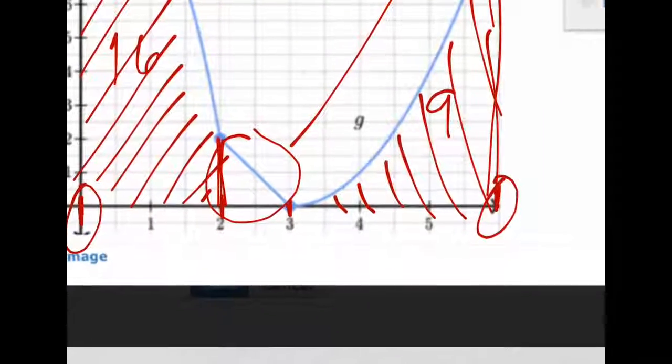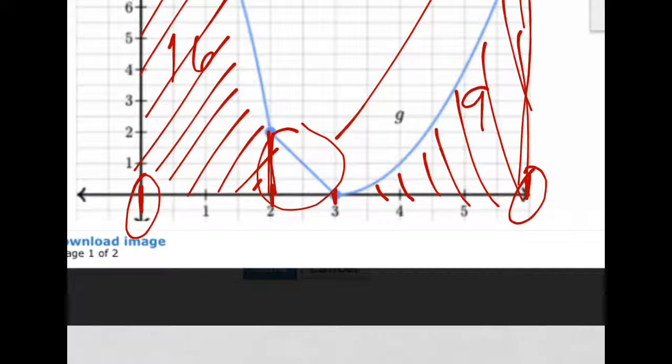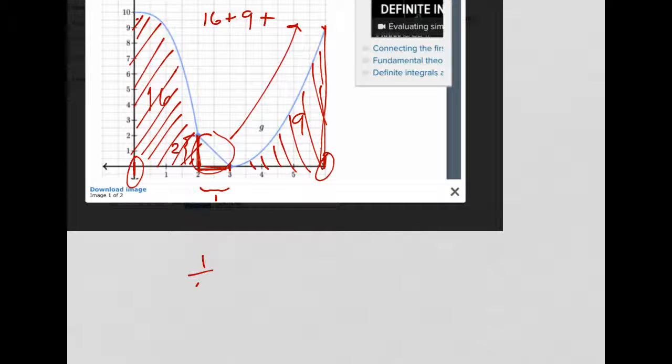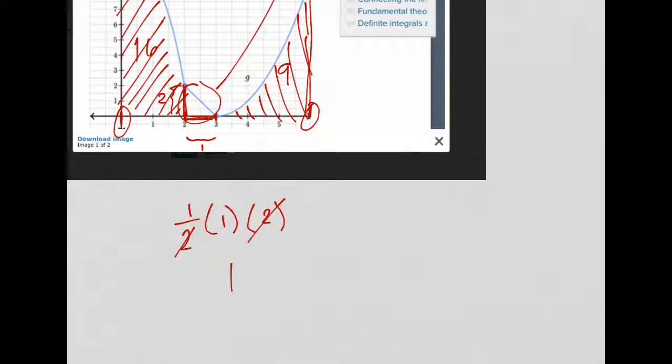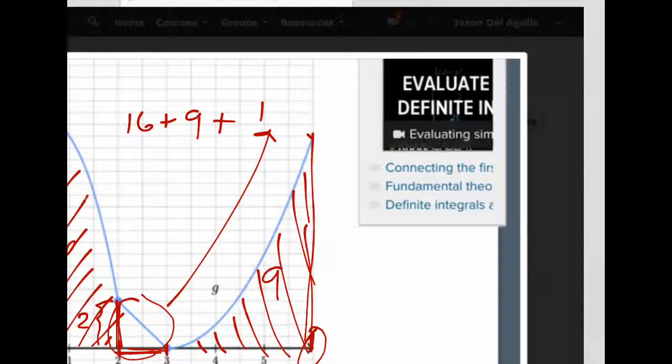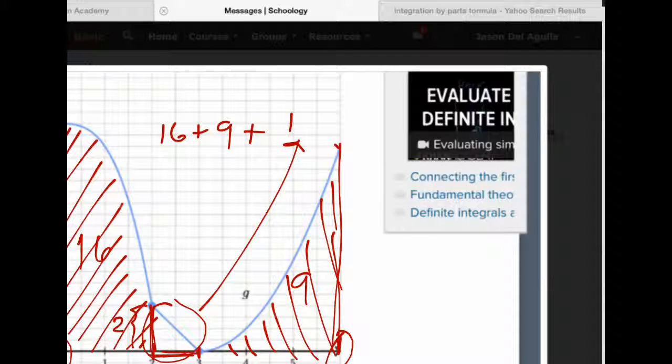So what's the area of that triangle? Looks like I've got a base of 1 and a height of 2. So 1/2 times the base times the height. That just gives me an area of 1, so plus 1. So I get 16 plus 9 plus 1, that's 26.